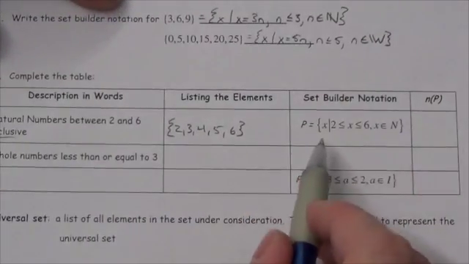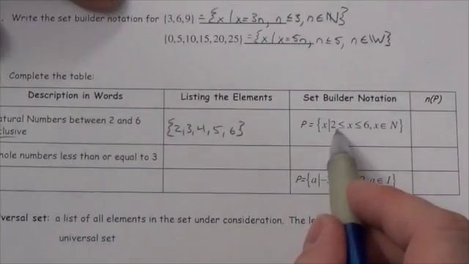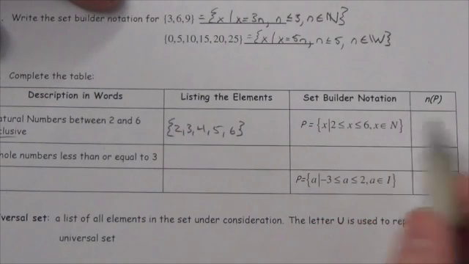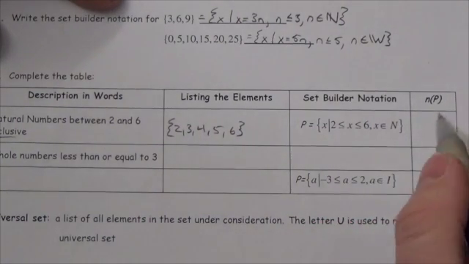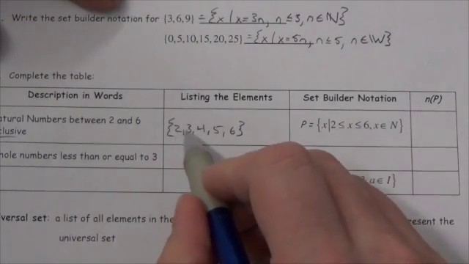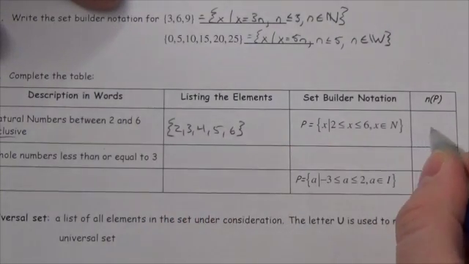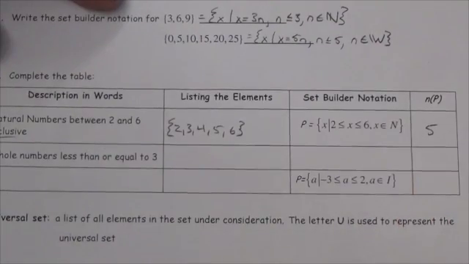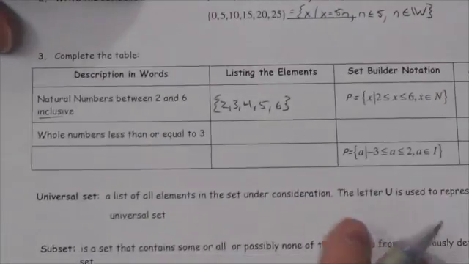So that's going to be the set of x values such that x is between 2 and 6, where x is an element of the natural numbers. Yep, like that. And then what do we have there? Looks like there are 5 elements: 1, 2, 3, 4, 5. So n of P is going to be equal to 5. Good.